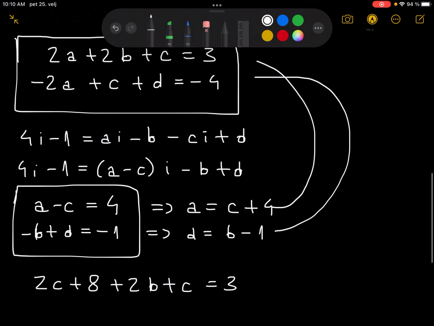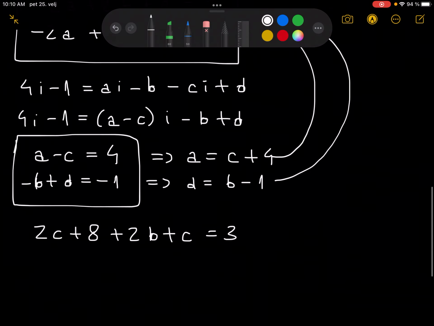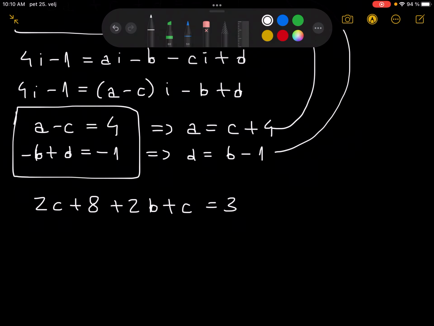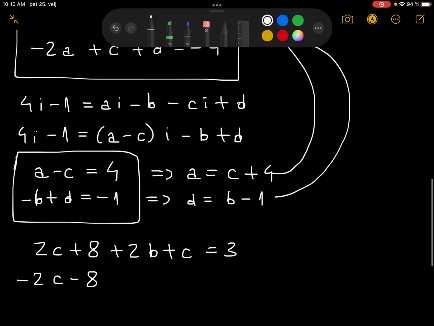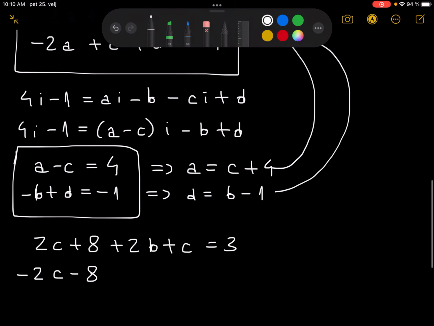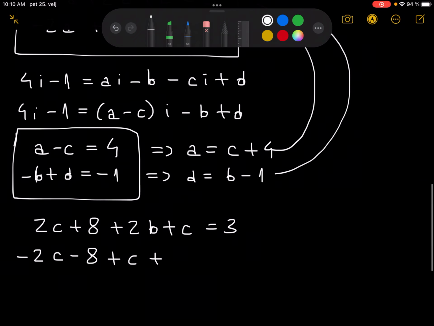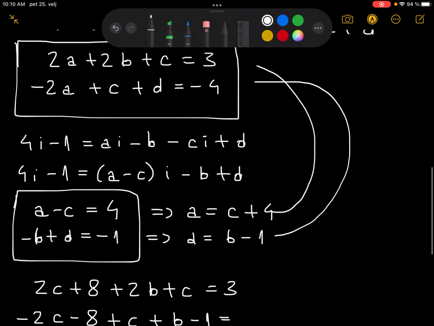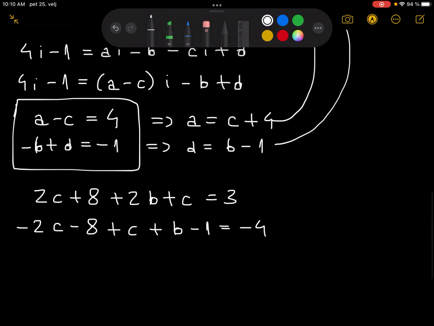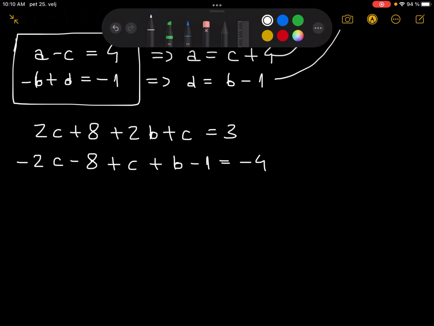And for the second one, minus 2a, which is minus 2 times c plus 4, that's going to be minus 2c minus 8, minus 2c minus 8 plus c plus d, which is just equal to b minus 1. And all of that is equal to negative 4. Now let's go ahead and rearrange these two equations just a bit.